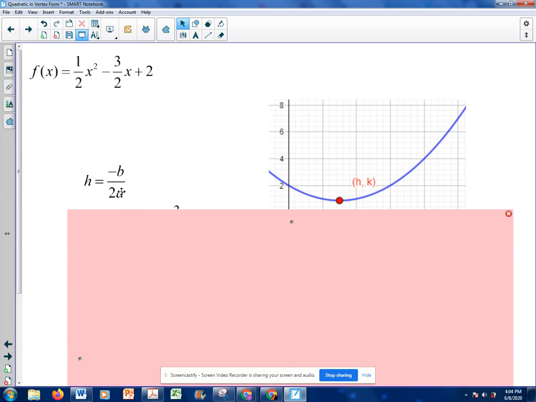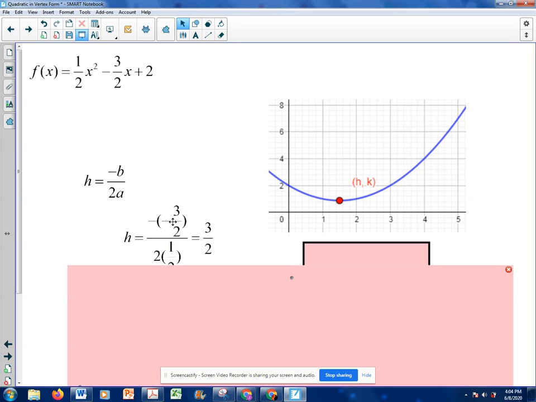So I have negative b over 2a. So negative negative 3/2, and then 2 times 1/2. That's supposed to be 1/2, there's a little line right there. So 2 times 1/2, well, that's just 1. And negative negative is positive. So I have 3/2 over 1, which is just 3/2. So now I know the x-coordinate of the vertex is at 3/2, which looks to be about right. I'd say that's right in between 1 and 2 right there.